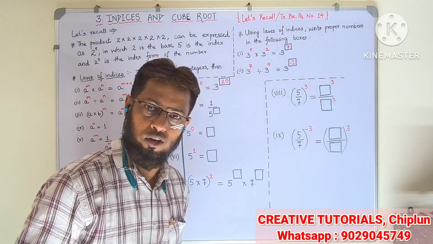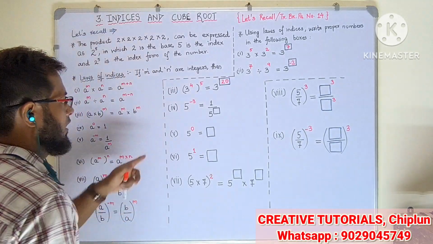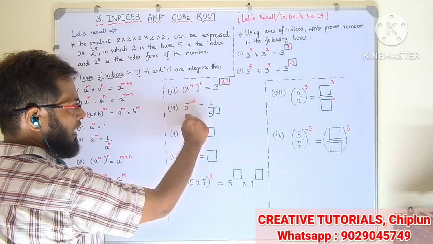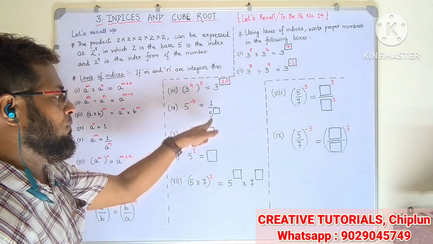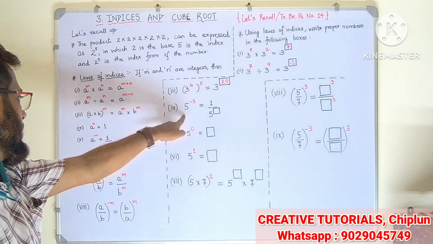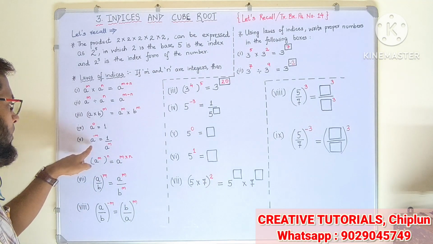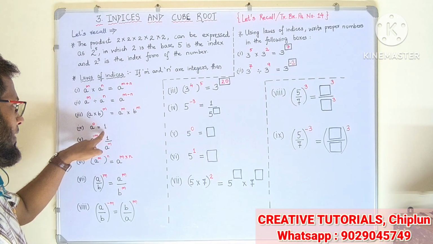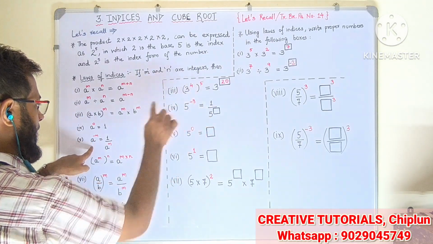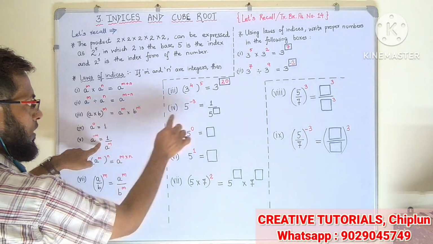Okay, dear children, enjoy? Good. Shabash. Come on, let's come to question number 4. 5 raised to minus 3 is equal to 1 upon 5 raised to something. Now see, this question is matching with this law: a raised to minus m is equal to 1 upon a raised to what?